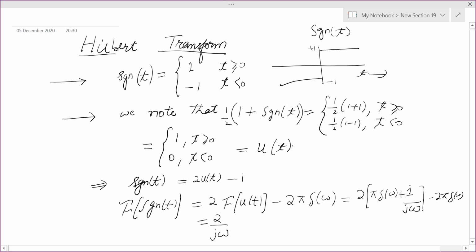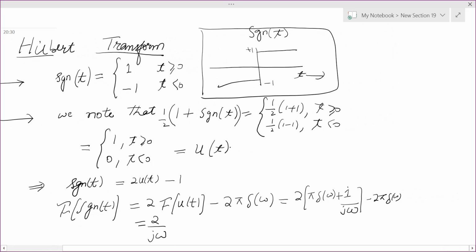One is that, let me first define a signum function, sgn of t. The signum function looks like this in this figure. It is 1 for t greater than or equal to 0, minus 1 for t less than 0. We also note that if we add 1 to the signum function and divide by 2, it becomes half of 1 plus 1 for t greater than or equal to 0, and half of 1 minus 1 for t less than 0. That is, one half of 1 plus signum becomes 1 for t greater than 0 and 0 for t less than 0. It becomes u of t.